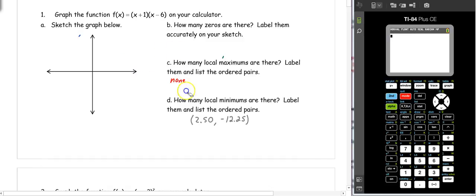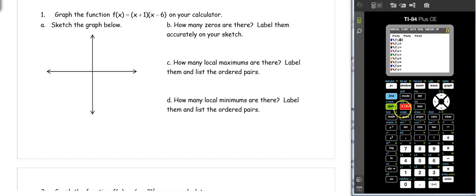In number one, we have the function f of x equals x plus 1 times x minus 6. We're going to put that into our calculator. So in y1, we're going to put the equation (x plus 1)(x minus 6). And in y2, we're going to put 0 because we're going to need that line later on when we're finding our zeros on the graph. Then we're going to hit graph.